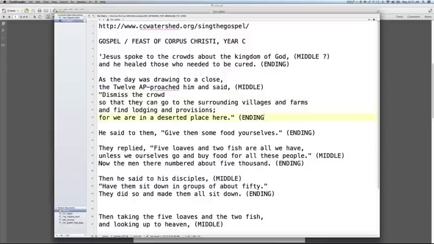Notice that it goes, we are in a deserted place here. It doesn't go, for we are in a deserted place here. Because, again, the final accent of the syllable is place. If you're reading it, you say, for we are in a deserted place here. That's how you'd read it. You wouldn't do that. So that ends with, we are in a deserted place here. Because it's the last accent of there.